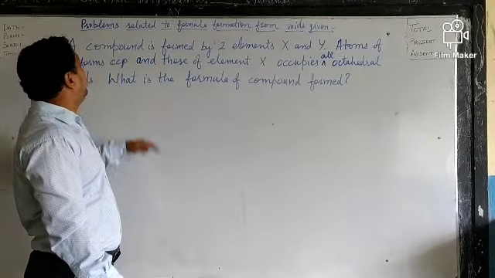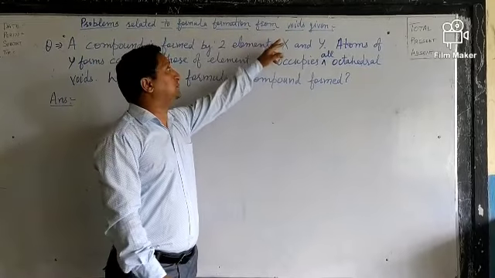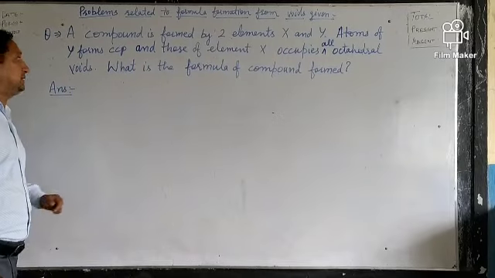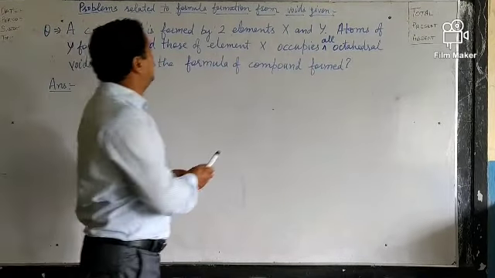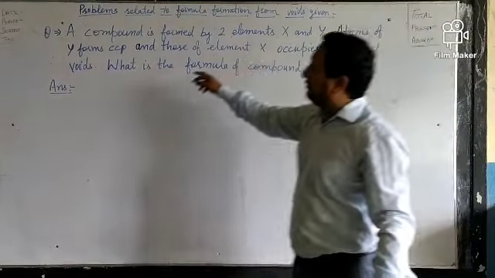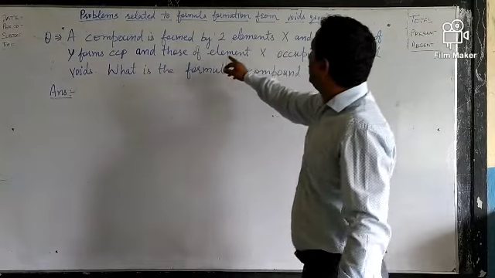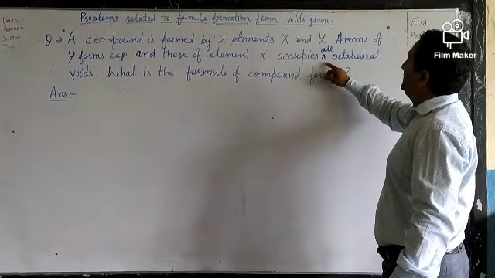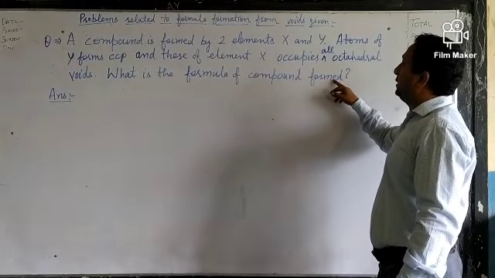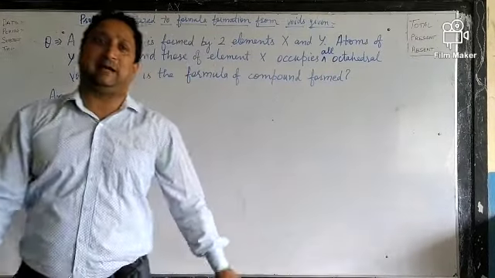Students, today we are going to do problems related to formula formation from the type of void given. Just like we have a question. The question is: a compound is formed by two elements X and Y. Atoms of Y form CCP and those of element X occupy all the octahedral voids. What is the formula of the compound formed? This type of question can be asked in the exam.